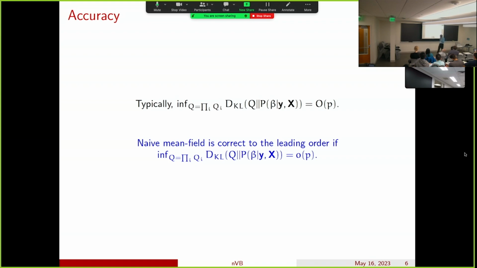The way to think about this is that you have p dimensions. In general, the way we have scaled things, the KL divergence would be order p because you would have some order 1 contribution coming from each of the dimensions. What I will impose is that this naive mean field approximation is really good if this minimized KL divergence is actually little o of p.